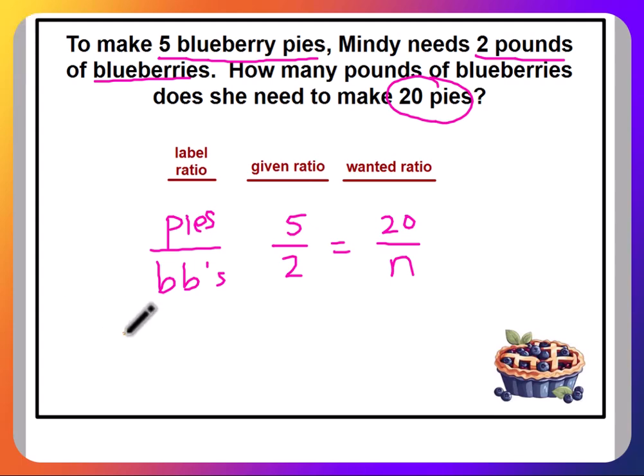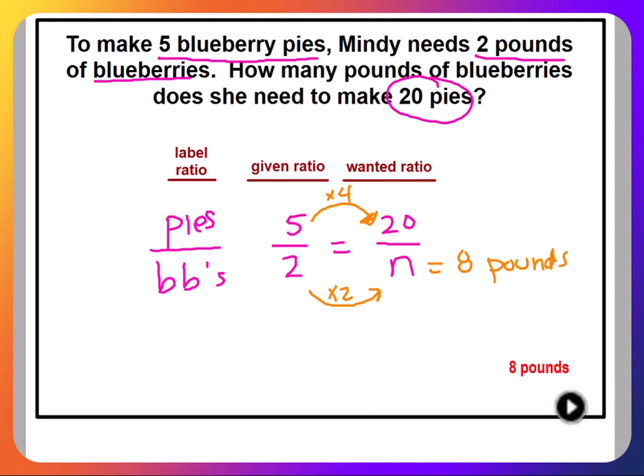And now we're ready to use the scale factor. We have to go from our known to our unknown. The unknown is on the right, so we go from left to right. So we go from 5 to 20. We're getting bigger. We know we're multiplying. What can we multiply 5 by to make 20? A 4. Do the same scale factor down here. 2 times 4 is going to be 8. So she would need 8 pounds of blueberries. Let's check. That is correct.